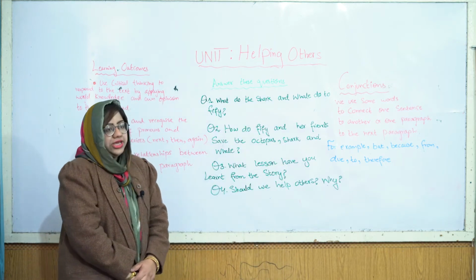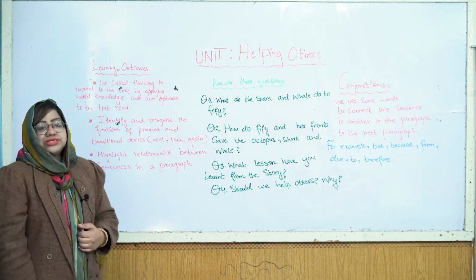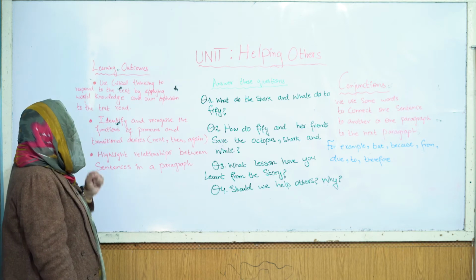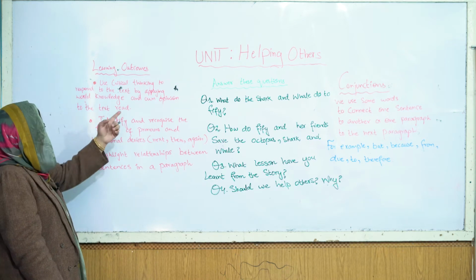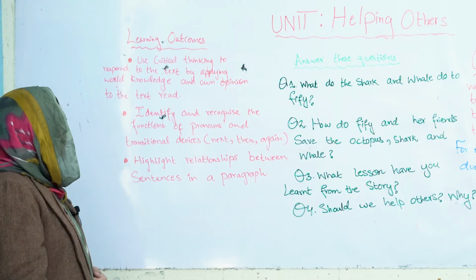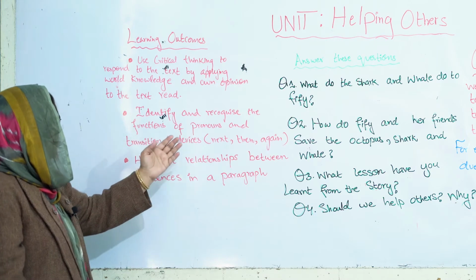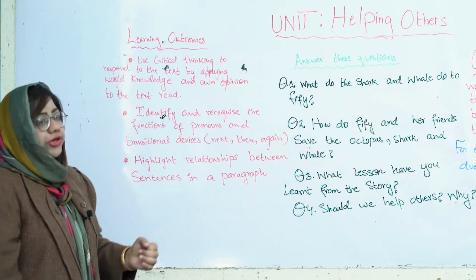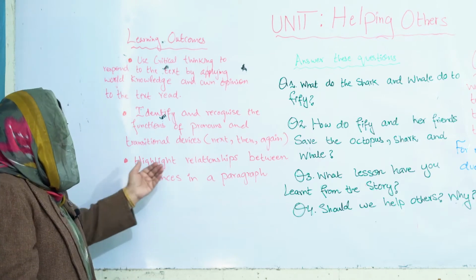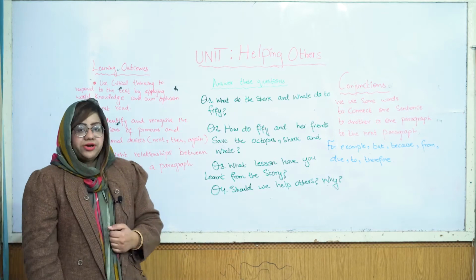Let's have a recap of the learning outcomes that we need to do in this lesson. For that, we need to use critical thinking to respond to the text by applying word knowledge and our own opinion to the text read. Identify and recognize the functions of pronouns and transitional words like next, then, again. Highlight relationships between sentences in a paragraph.